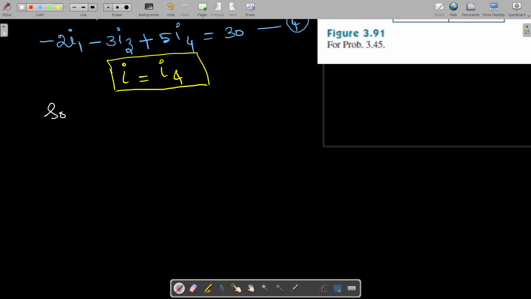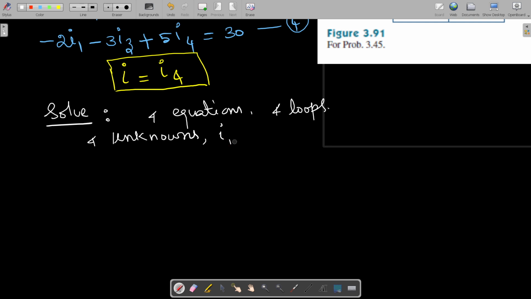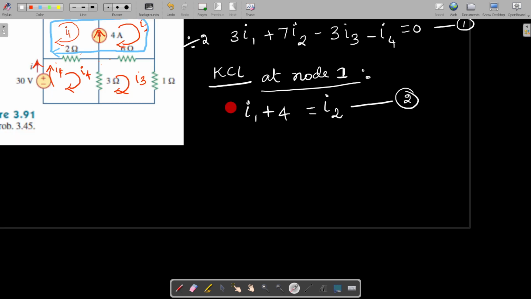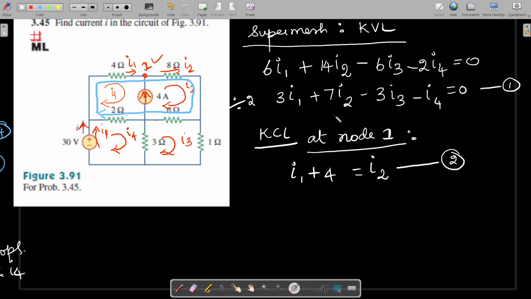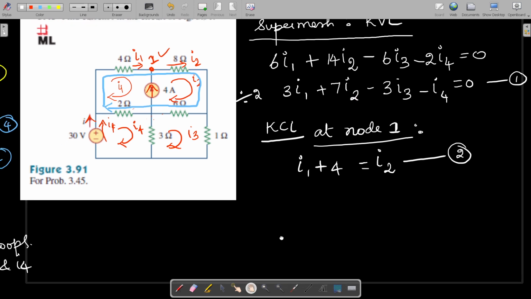Okay, so now we are going to solve all these equations. We actually have 4 equations, 4 loops and 4 unknown variables, that is I1, I2, I3 and I4. But we can reduce this into 3 equations and 3 unknowns. How is it possible? You look at the second equation. From the second equation, we know that I2 is equal to I1 plus 4. So in all the other 3 equations, you can replace this I2 by I1 plus 4, so that you will be getting only 3 unknowns. Okay, so we'll do that.